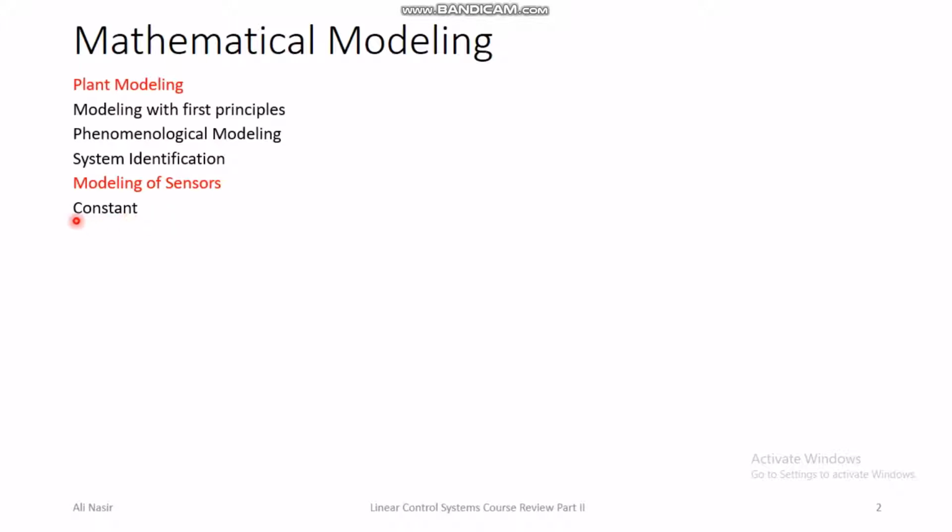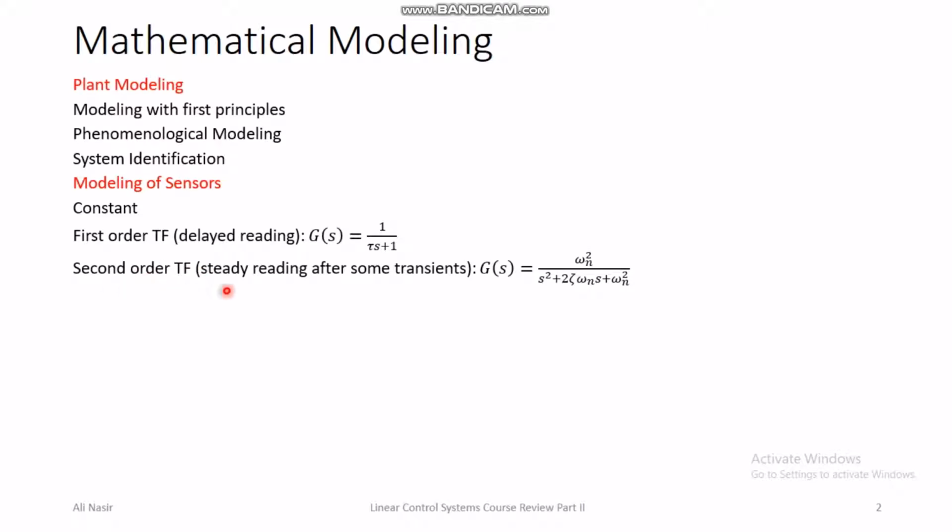Sometimes the sensor gives you a delayed reading. For example, you apply the physical input on the sensor, and after taking some time, the sensor gives you the value of the physical quantity. In that case, the sensors can be modeled as a first order transfer function. And then next is the second order transfer function model of the sensor.